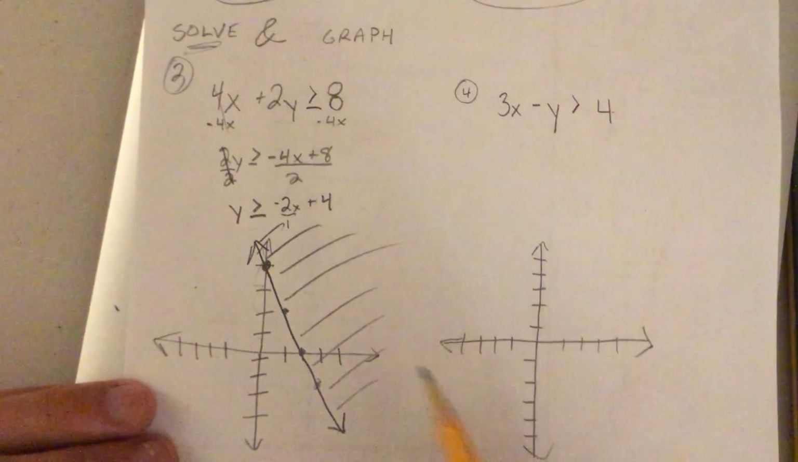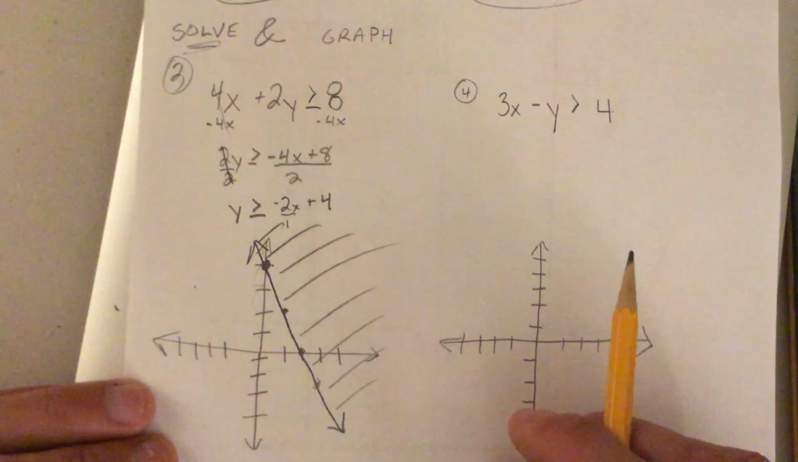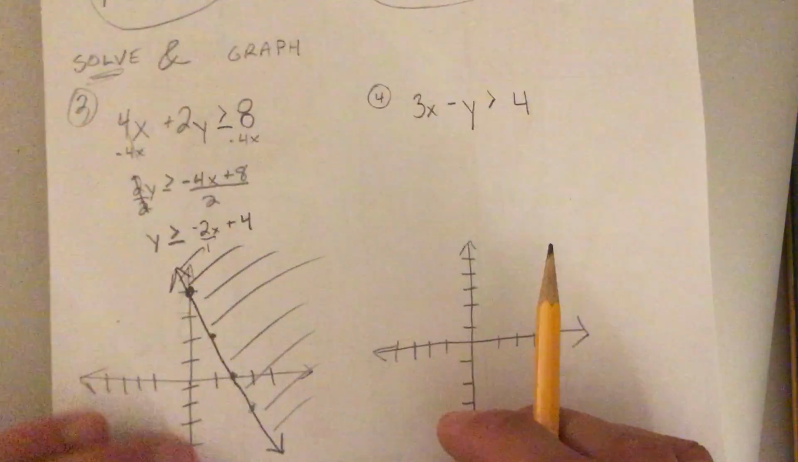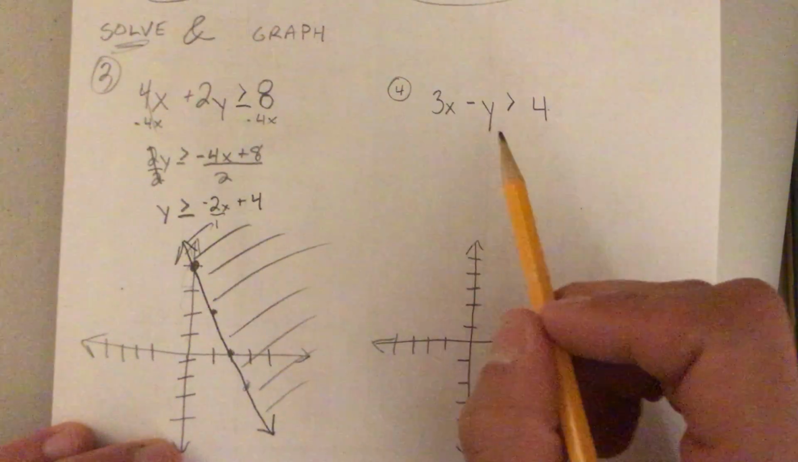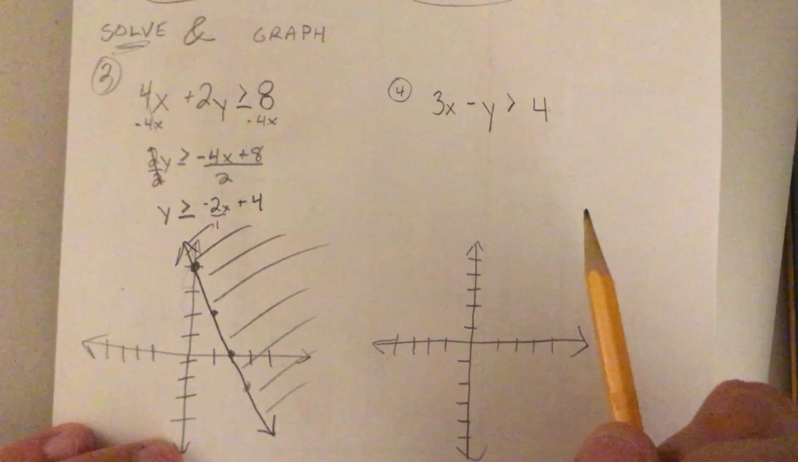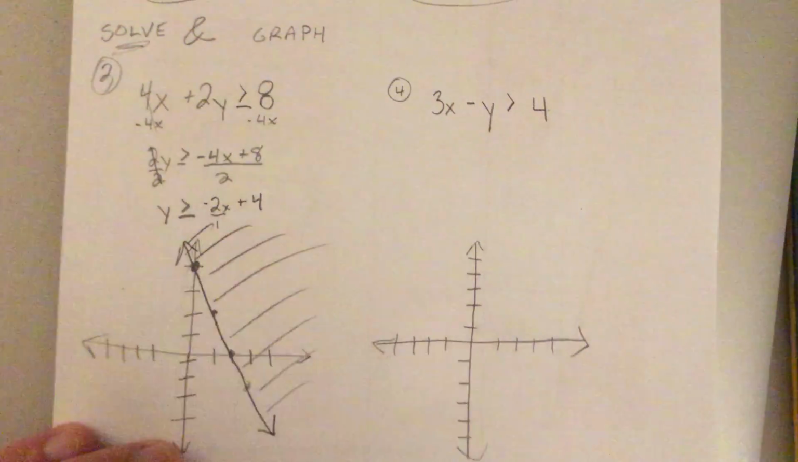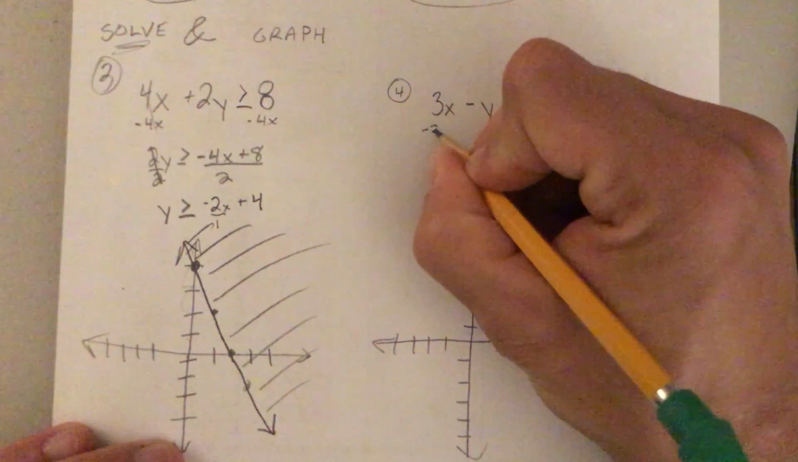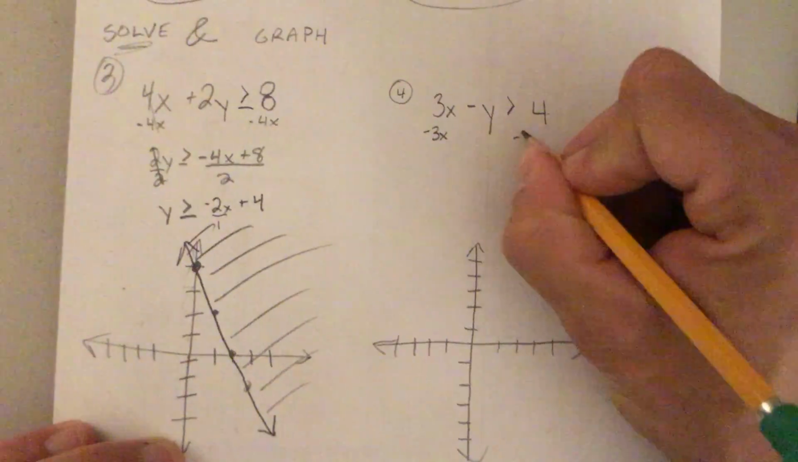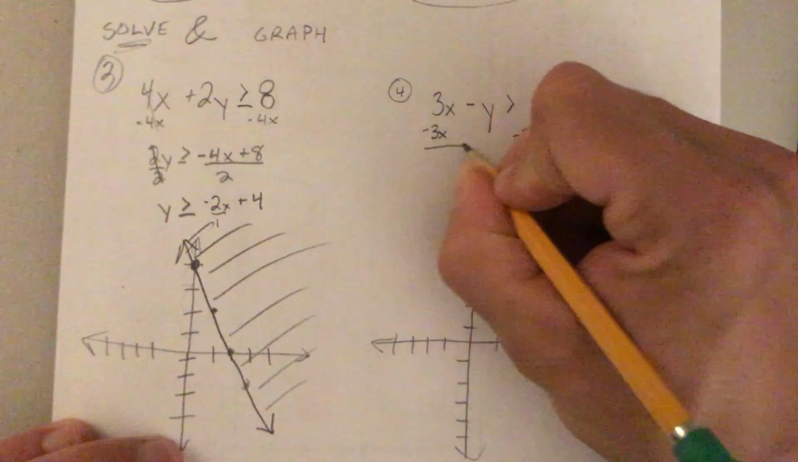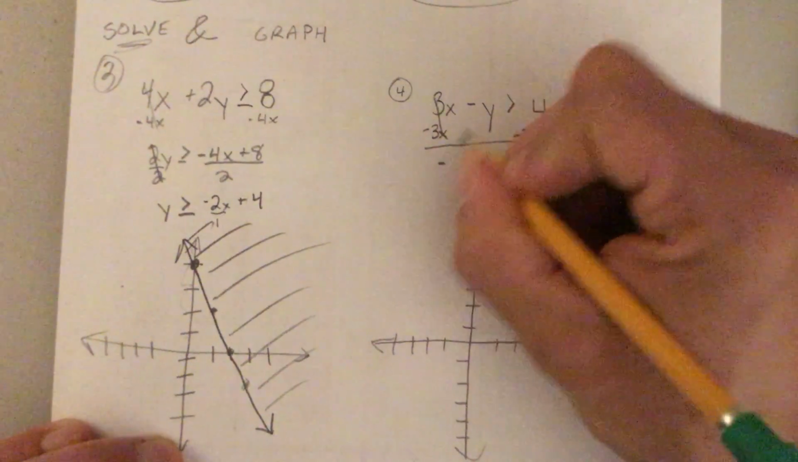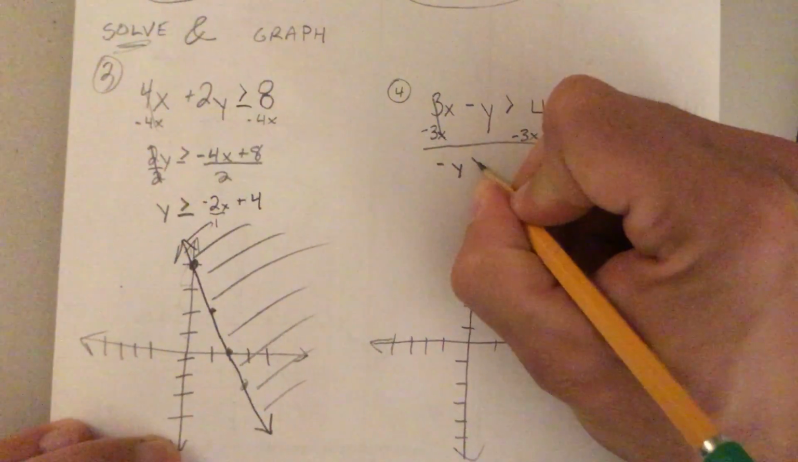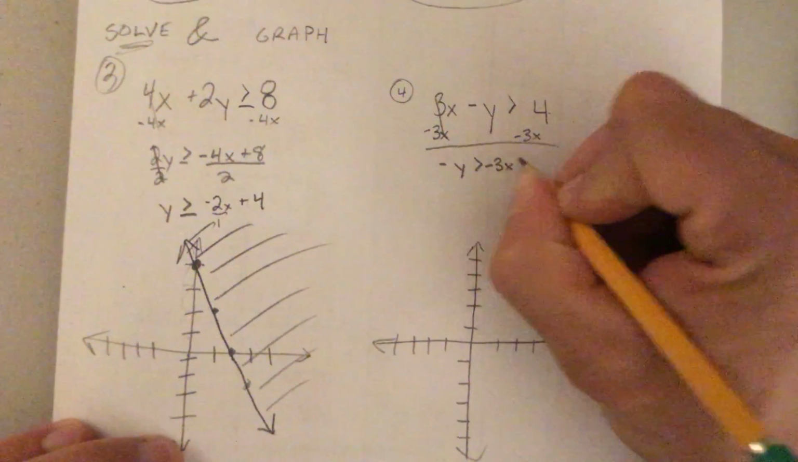One more to go, and then some calculator tricks, and we'll do this thing. All right. Number 4 here, 3x minus y is greater than 4. Okay, same idea as what we did here in number 3. First, we want to move that 3x to the other side. We do that via inverse operations, so we subtract 3x from both sides. Negative y, careful not to lose the negative, is greater than negative 3x plus 4.